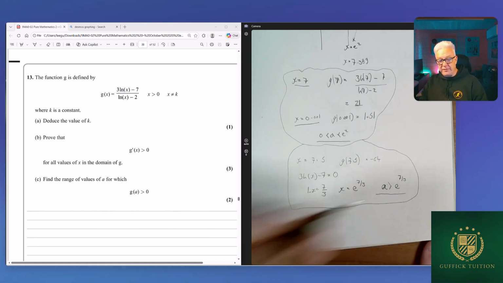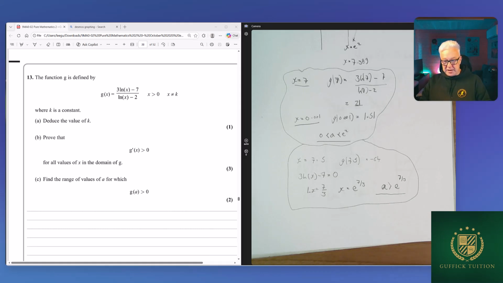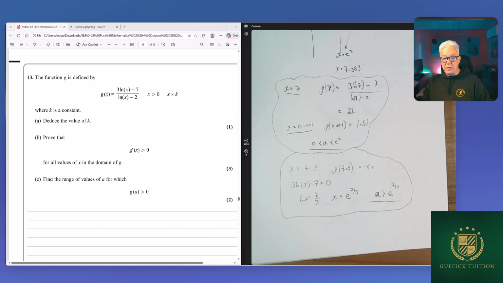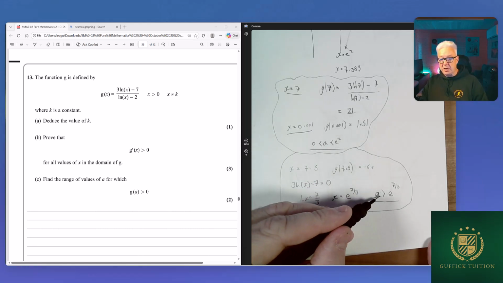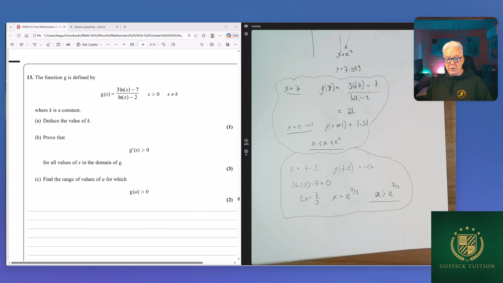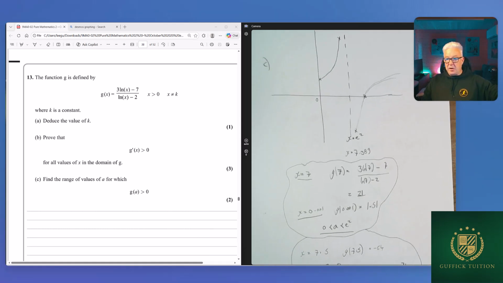So my next range of values where g of x is positive is going to be for x greater than e to the 7 over 3, or in this case they're calling it a. So that's my answer for part C. The range of values is going to be less than e squared but greater than 0, and greater than e to the 7 over 3. Only worth 2 marks. In my opinion, quite challenging. You're at a distinct advantage if you have a graphical calculator for that one. If you don't have a graphical calculator, you've got to think about understanding the property of the graph and what's happening there. Okay, I hope that was helpful.